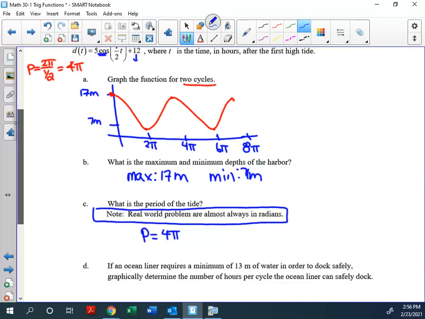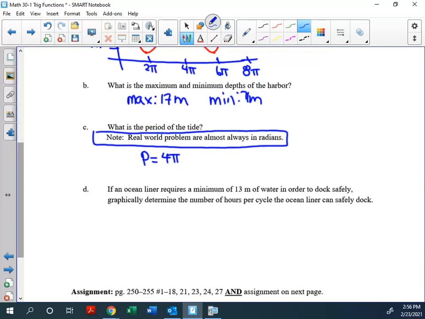And then we have our practical application. If an ocean liner requires a minimum of 13 meters of water in order to dock safely, graphically determine the number of hours per cycle the ocean liner can safely dock. Now it's a calculator question. We've done everything else without the calculator. Now we need to go and use the calculator.